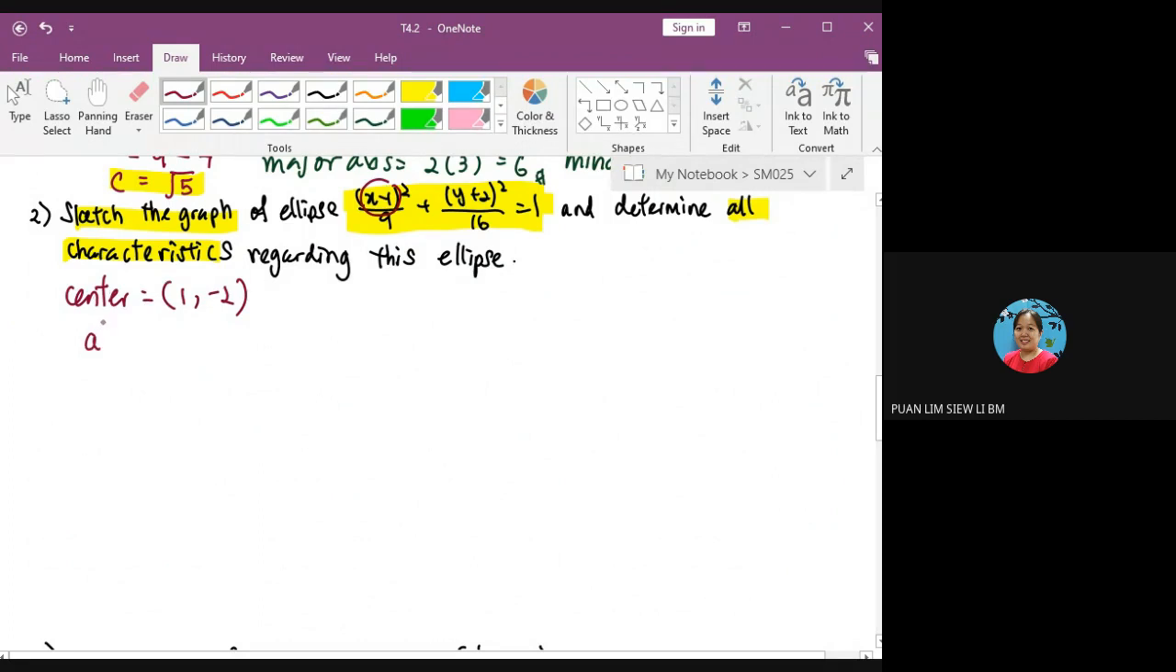Kita takkan dapat A straight away. Kita dapat A square dulu. Benda di bawah X adalah A square, iaitu 9, so A adalah 3. Benda yang di bawah Y adalah B square, iaitu 16, so B adalah 4. So apakah C? A, B, C mesti cari. C square yang panjang 16 tolak yang pendek, 16 tolak 9. So C dapat square root 7.